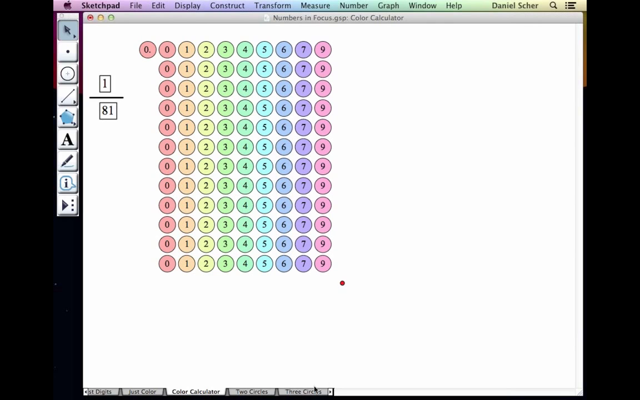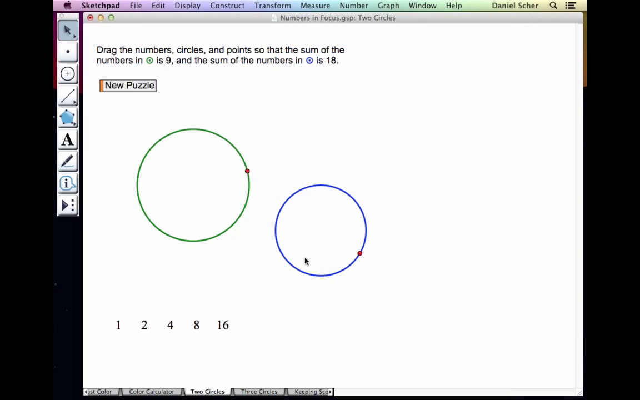Here we have two circles, and we have the numbers 1, 2, 4, 8, and 16. Our goal in this randomly generated challenge is to drag these circles and the numbers so that the sum of the numbers in the green circle is 9 and the sum of the numbers in the blue circle is 18. Well, for 9, I can drag the 8 and the 1, and my circle turns green because I got it right. And blue is 18, so 16 and 2. I got it. Piece of cake.